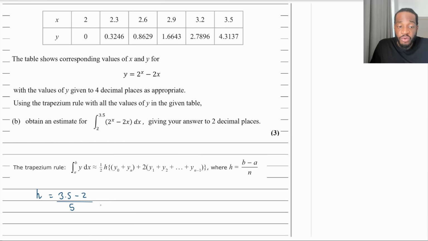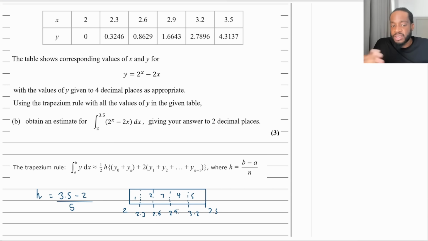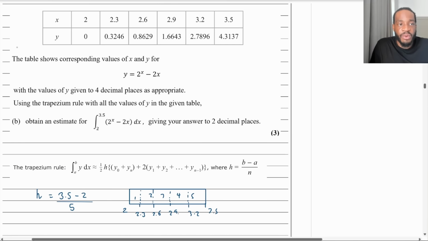If you're not sure on that, then you could always just draw it out. Imagine you have a box like this, and then you've got 2, and then 3.5 there, and then you can just cut it yourself. 2.3, and then 2.6, 2.9, 3.2. How many strips do you have? You've got 1, 2, 3, 4, 5. You can do it that way if you're not sure, but just count the x values and take 1 away. It's always going to be that. So that is going to be our number of strips here.